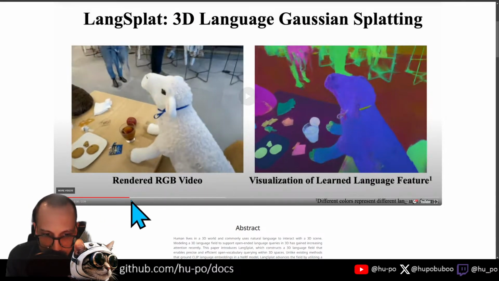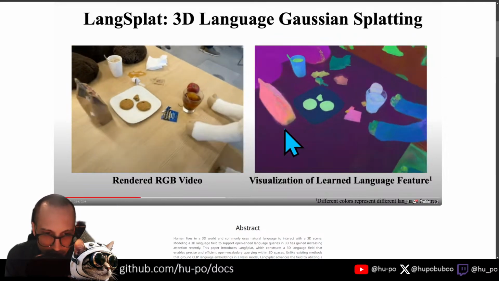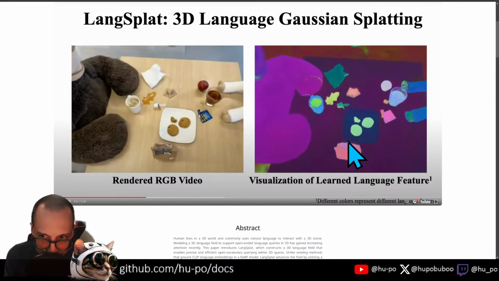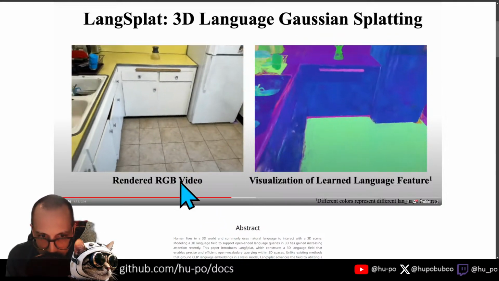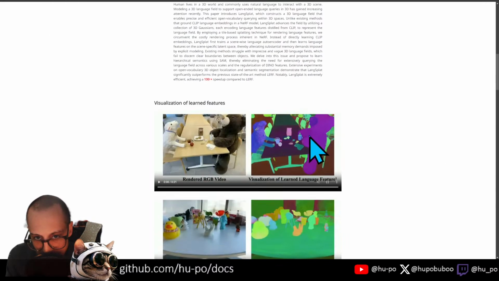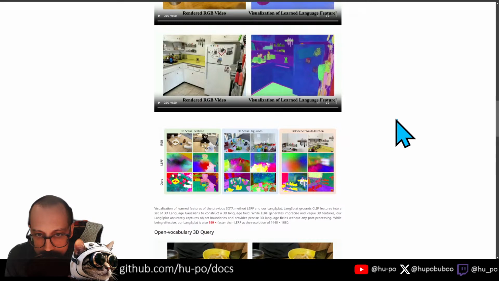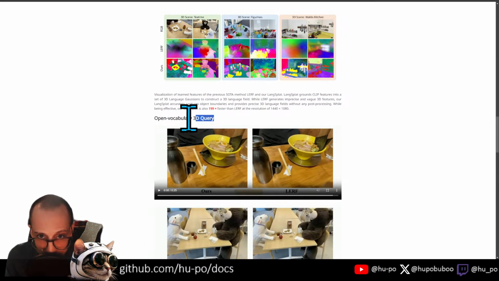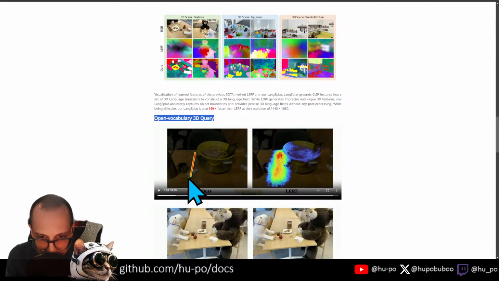So in this paper, they have Gaussian splats where each splat also has a little information telling you what it belongs to. In this case, they're just doing it for segmentation, but you can imagine this type of information would be extremely useful for a robotics use case, this semantic information that is tied to every single part of every single object. So you could do open vocabulary 3D query. You could say, okay, I want the chopsticks, and then boom, there you go. That's the chopsticks.